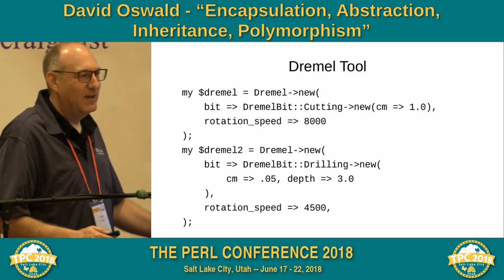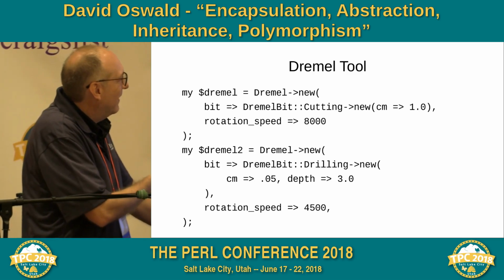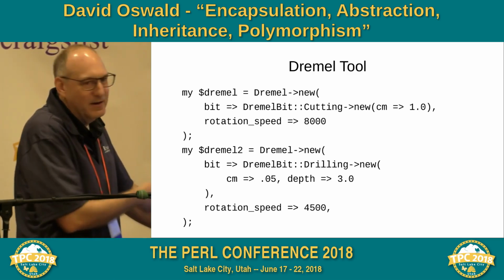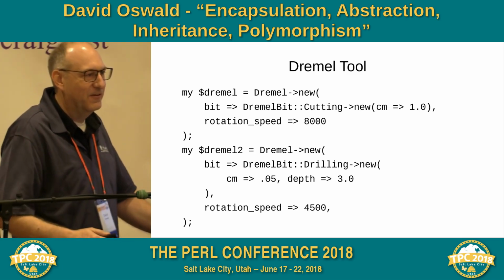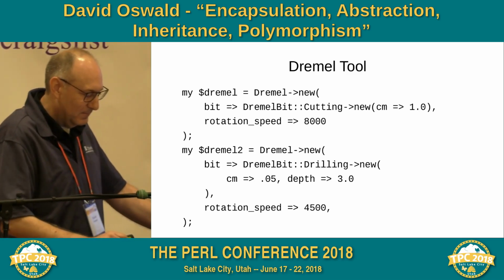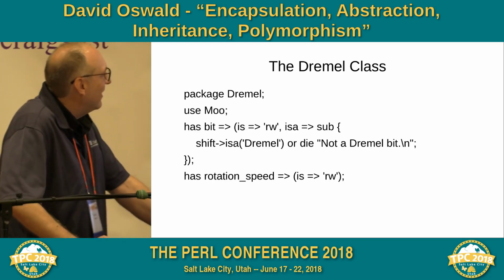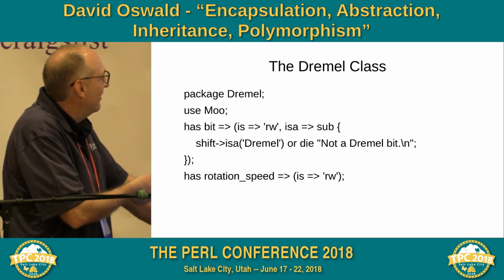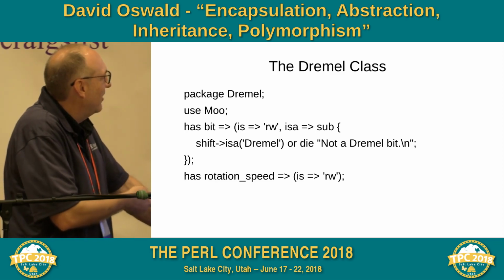They both work the same way, and it's the same exact tool, but it's being passed in different subclasses of the bit. So the bit is the polymorphic piece here. So here's our Dremel class, which is read-writable because we can change bits, and it is a Dremel. We're going to make sure that it's getting passed in a Dremel bit of some sort. We're going to ask that the thing that's being passed in to our bit is a Dremel bit, and we're going to be able to set the rotation speed.